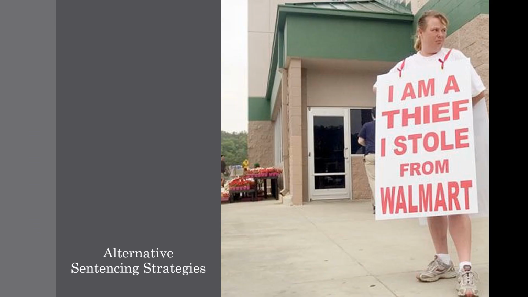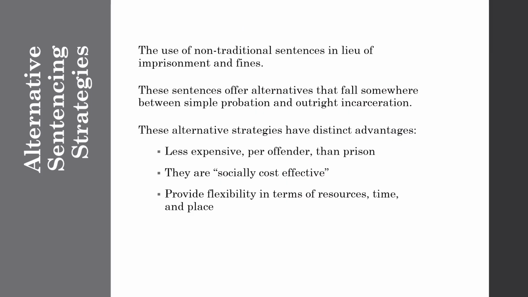So let's talk about some alternative sentencing strategies. These are also called intermediate sanctions. They really bridge the gap between probation and incarceration. An alternative sentencing strategy is the use of a non-traditional sentence, really in lieu of imprisonment. These sentences offer alternatives that fall somewhere between simple probation and outright incarceration.